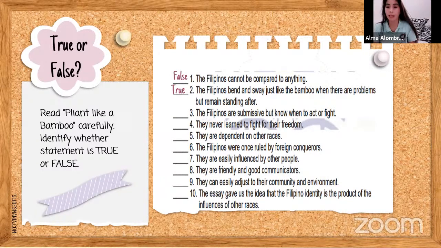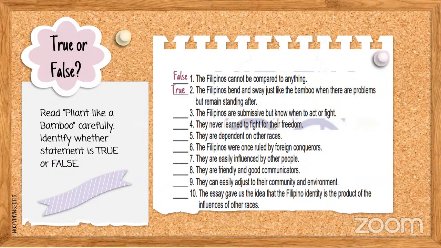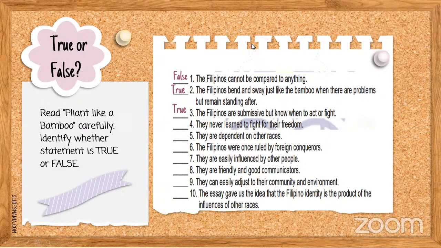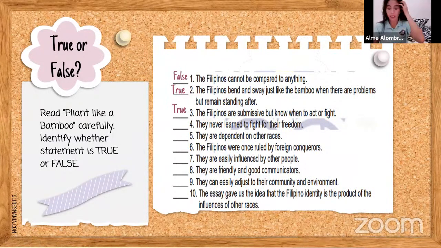Miguel, Yuri, read number 3. The Filipino are submissive but know when to act or fight. This is your answer. Submissive is somebody who submits, from the word submit, but knows when to fight. This is true according to Malyari. Yes, the correct answer is true. Let me see who answered here. Okay, Castillo, Aaron, Ira, thank you for your answer in the live stream.